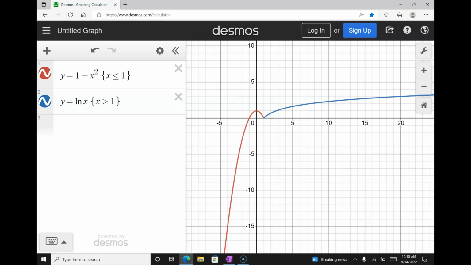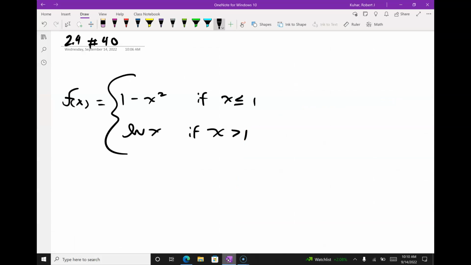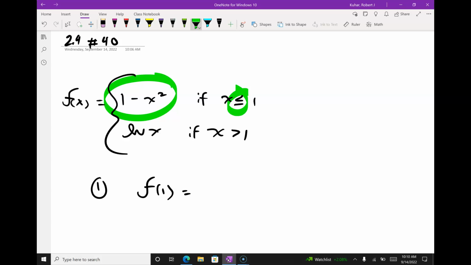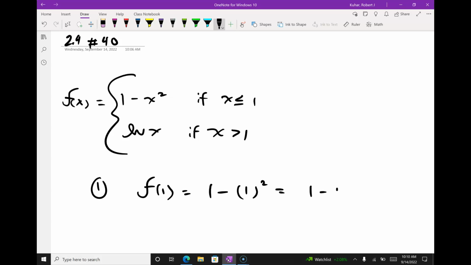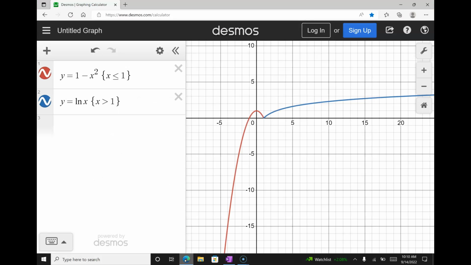Okay, let's show that it passes the definition for continuity, right? So step 1, find f of 1. Which machine do I use, the first machine or the second machine? First machine. How do you know? Because it says equals to 1, right? So I'm going to use 1 minus 1 squared. That's 1 minus 1, which is 0. Obviously, we get the height of 0 when we were looking at our Desmos curve, right?